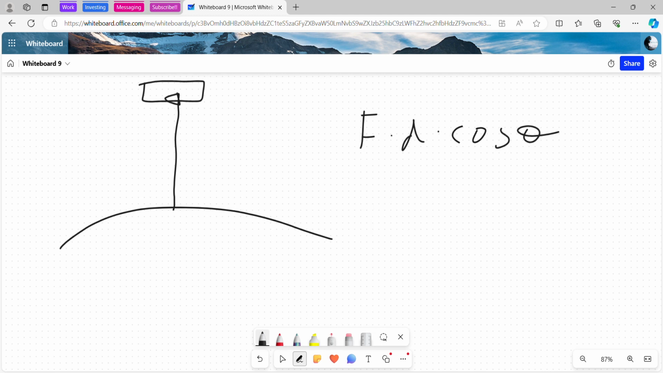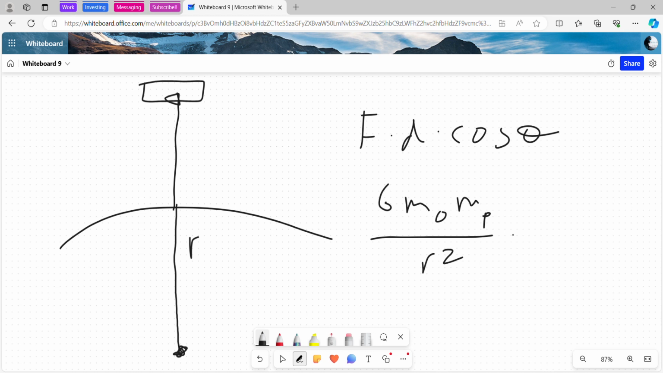that the force was G m1 m2 divided by r squared, or in this case m1 and m2 are going to be mass of object times mass of planet. Times, we know that the distance the book could move is basically to the center of the planet. That's going to be r. The distance between the center of the planet and the object, that's r, times cos of theta.